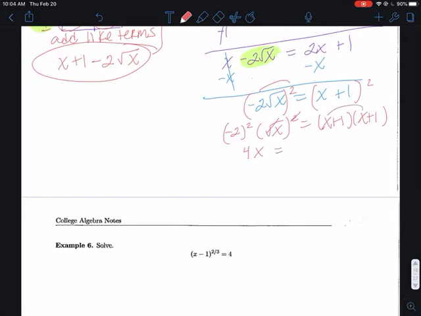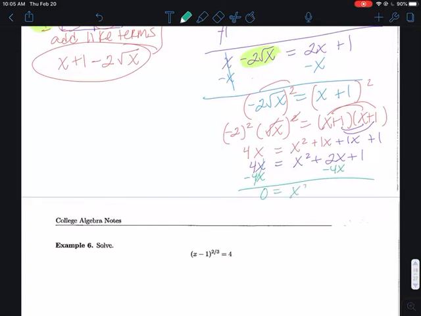And over here, I'm going to have to use FOIL. X times x is x squared. X times 1 is +1x. Then you come back and multiply everything by 1. So this is 1x, and 1 times 1 is 1. Combining like terms, I get x squared plus 2x plus 1. You still have that 4x over here. And then your goal is to get x by itself. So we're going to subtract 4x from both sides. So here's my 0. You want everything on one side of the equation. It's a quadratic: x squared minus 2x plus 1.